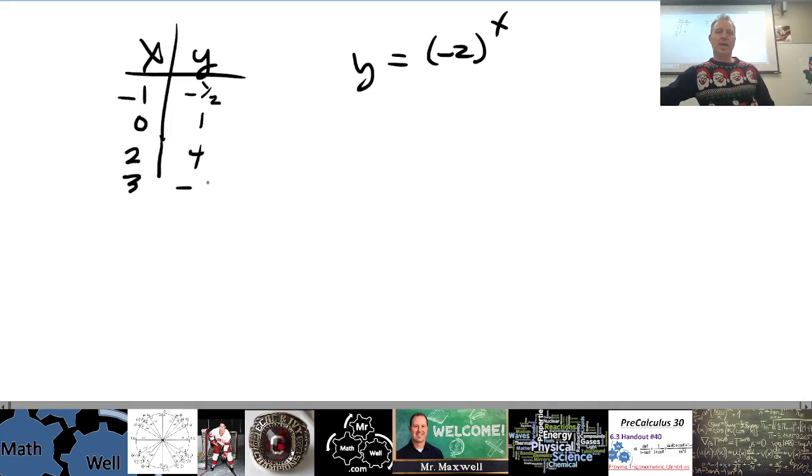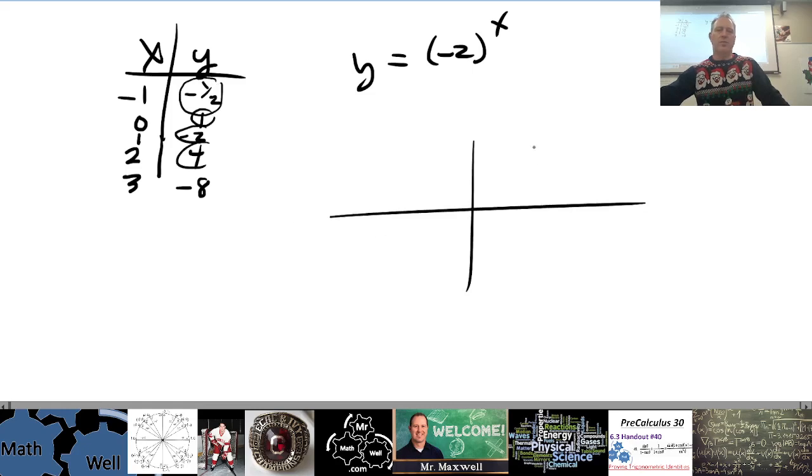3 gives me negative 8, doesn't it? So you see that I'm not doing every value, I'll slip the 1 in there. But what happens is the values flip-flop from negative to positive to negative to positive. So if we were to graph some of these, it would sort of look like this. 0 would be positive 1, but they would be flipping back and forth.